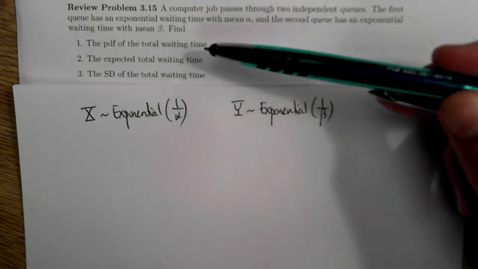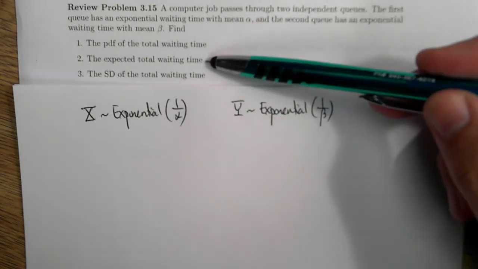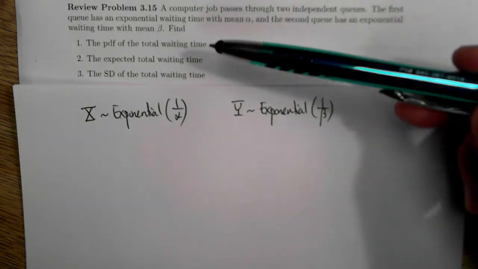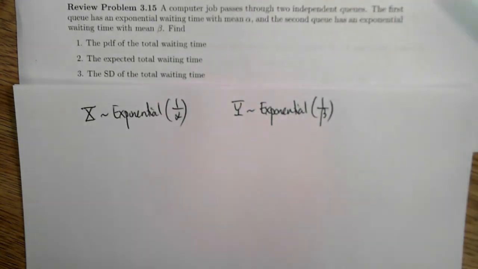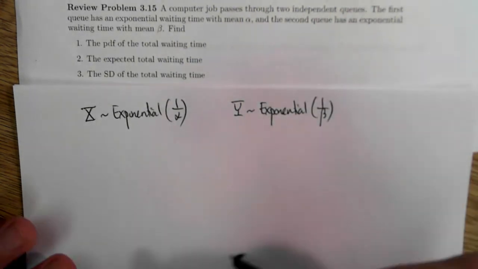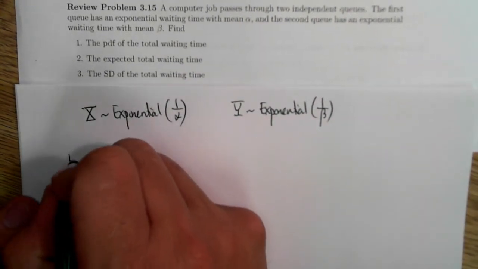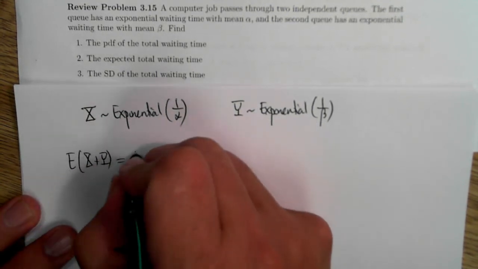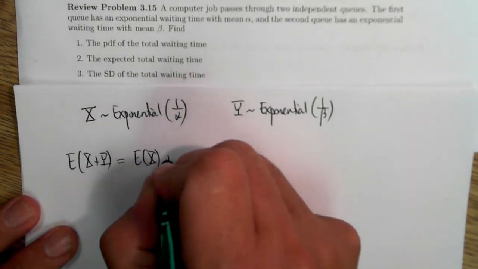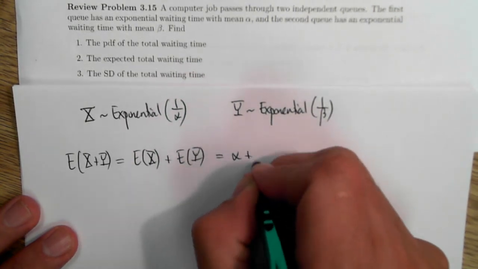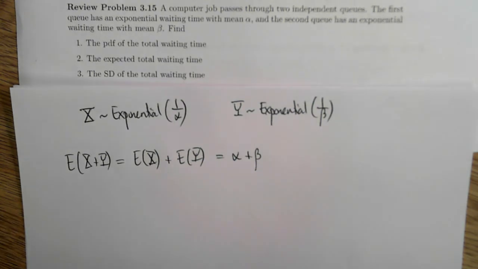So we want to find the PDF for the total waiting time, the expected total waiting time, and the standard deviation for the total waiting time. I'm going to do 2 and 3 first because they're easiest. Then I'll get to the PDF for the total waiting time. And the reason they're easiest is because the expected value of X plus Y is simply equal to the expected value of X plus the expected value of Y. And I know full well that's just going to be alpha plus beta. So that's simple.